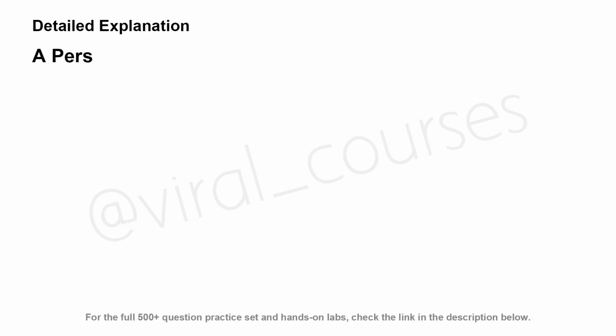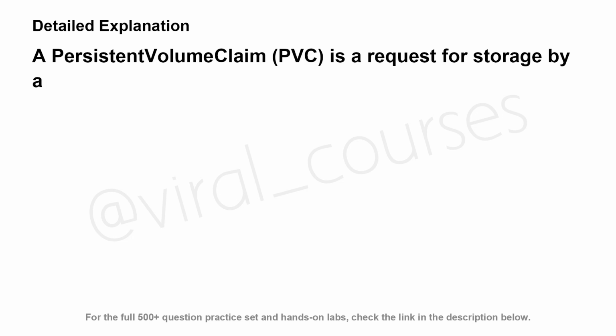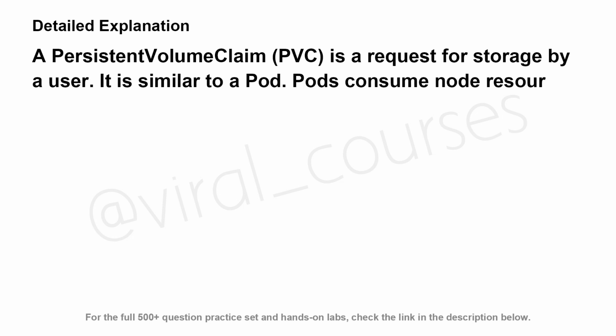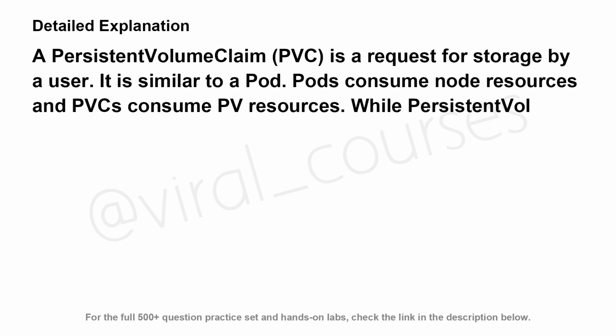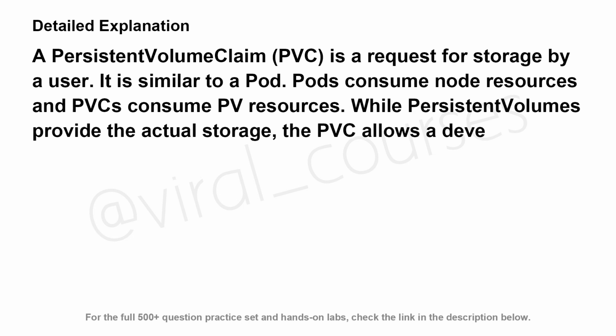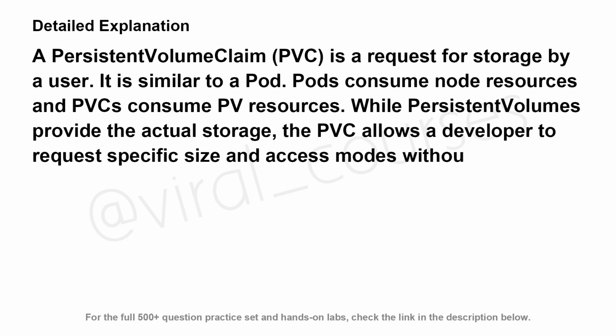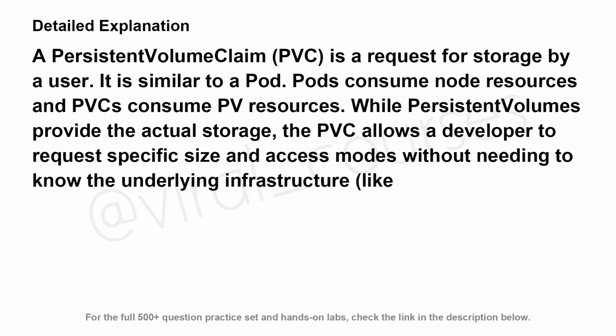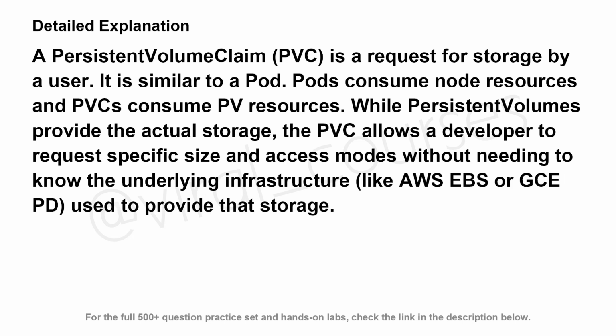A PersistentVolumeClaim, PVC, is a request for storage by a user. It is similar to a pod. Pods consume node resources and PVCs consume PV resources. While persistent volumes provide the actual storage, the PVC allows a developer to request specific size and access modes without needing to know the underlying infrastructure, like AWS EBS or GCE PD, used to provide that storage.